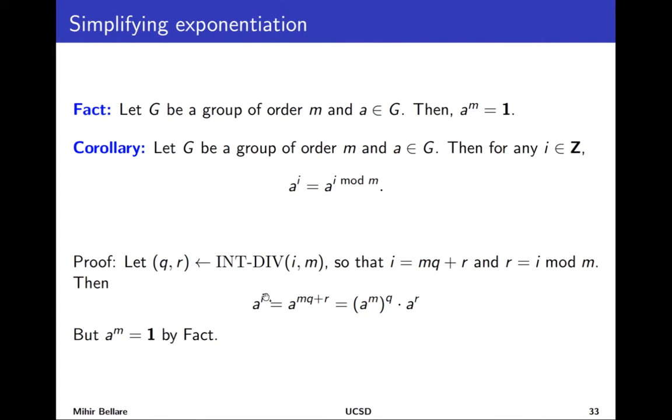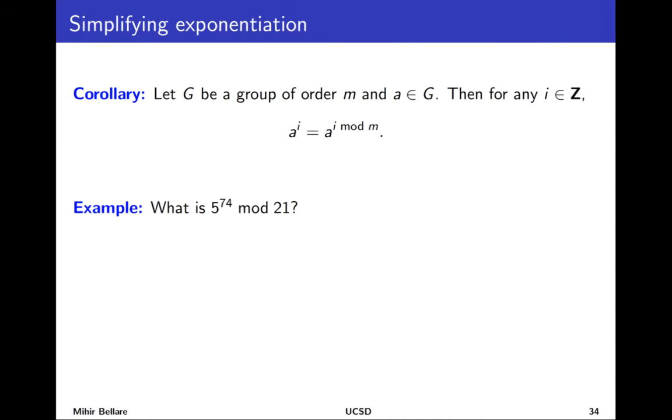Now let's raise A to the power I. Since I is M cubed plus R, that looks like this. But we can write that as A to the power M to the power Q times A to the power R by the properties of exponentiation. But A to the power M by our first fact is the identity. If you take the identity and raise it to the qth power, it'll remain the identity. So all this is just 1 and goes away, and we are left with A to the power R. So quite simple to see that this is true.